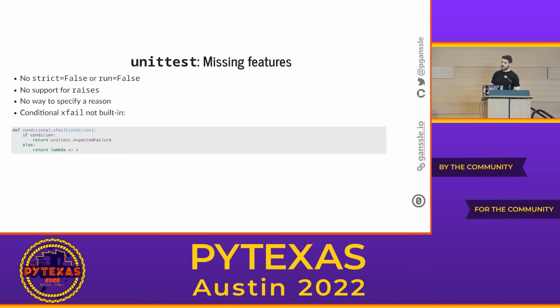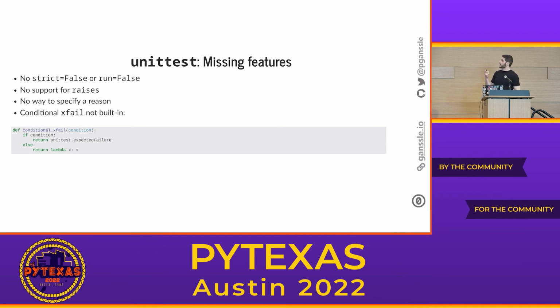The missing feature specifically for this is there's no way to set strict=False. You can't do run=False. You just have to do a skip. In 10 minutes of playing around with it, I found no way to implement the raises behavior, so you can't be terribly specific about why it's failing. You can't specify a reason string, so you're going to have to use comments to say which bug it's associated with. And there's no conditional xfail built in, which seems like a very odd missing feature considering that strict xpassing is also on by default.